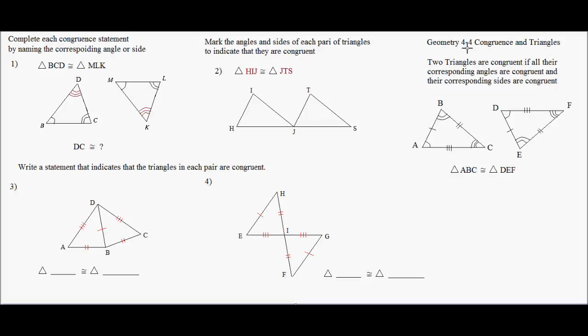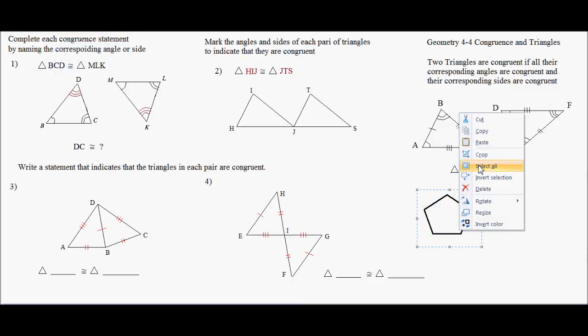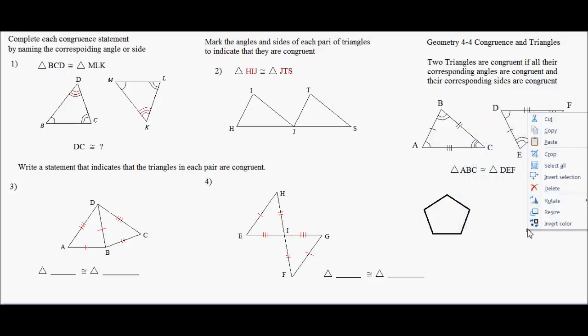Okay, geometry 4-4, congruence of triangles. So if I have two objects that are congruent, let's just say I make an object, and I go ahead and select that object, and I copy it, and I paste it. Notice this is exactly the same thing, right? So these two things are congruent. They're both the same, right? Gotta be. I just copied and pasted it.